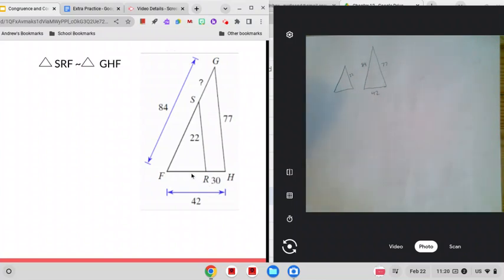I know the picture doesn't look like it, but based on the numbers we were given, this is the only option for FR. FR has to be 12 if RH is 30 and the whole thing is 42, because 12 plus 30 is 42. And then the question mark isn't FS, it's SG. It's like this little chunk right there. That's where the question mark is. And that doesn't show up on my small triangle.